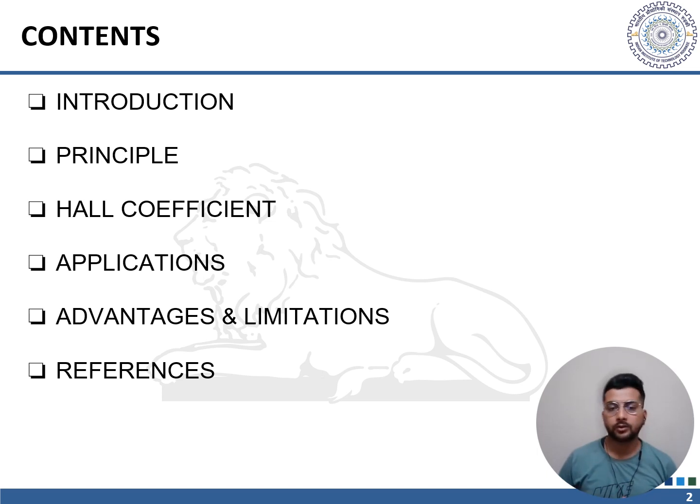First of all, we'll be looking at the introduction, in which I'll talk about what is Hall effect and other stuff. After that, we'll be covering the principle behind the working of the Hall effect, and then we'll cover one of the most important parts of the Hall effect, and that is Hall coefficient. Then moving on, we'll be looking at some of the important applications, like what are the sensors and transducers in which the Hall effect can be utilized, and then we'll look at the advantages and limitations of using Hall effect in the sensors. And in the end, I'll be giving the references which helped me make this slide.